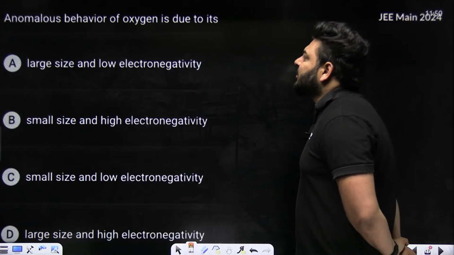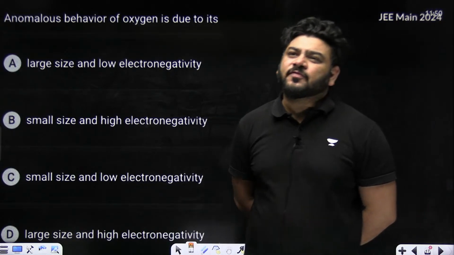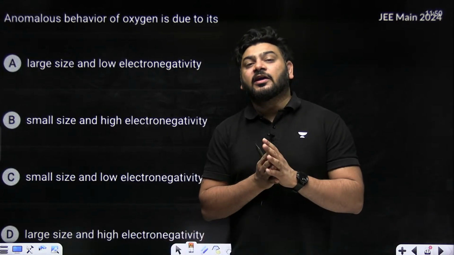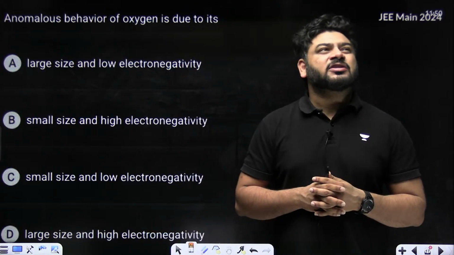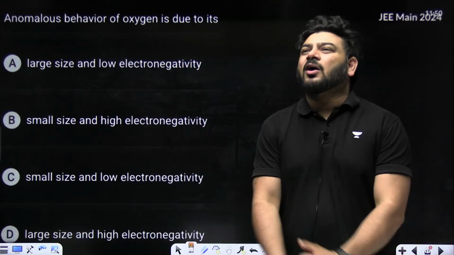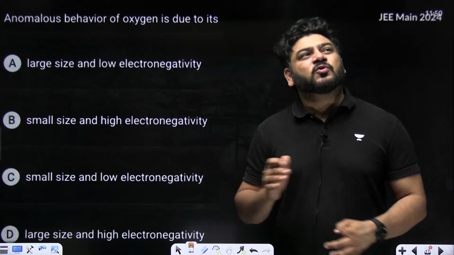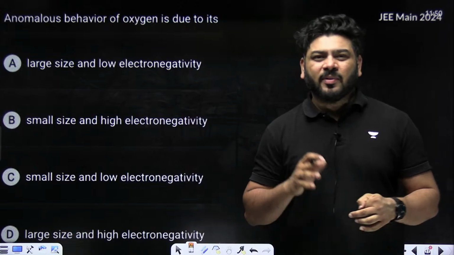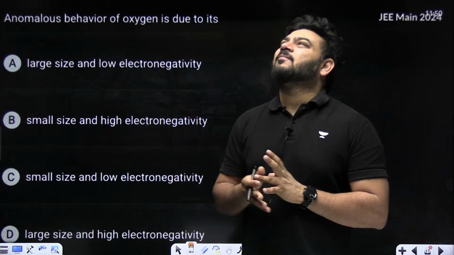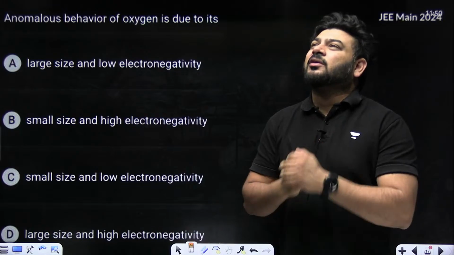The anomalous behavior of oxygen: why does oxygen behave anomalously? That is all because of its small size and high electronegativity, and that makes oxygen majorly form ionic compounds. Oxygen usually has a valency of 2 and doesn't make more than 3 bonds. You might have seen it in the hydronium ion, where it makes 3 bonds with hydrogen, but not beyond that.